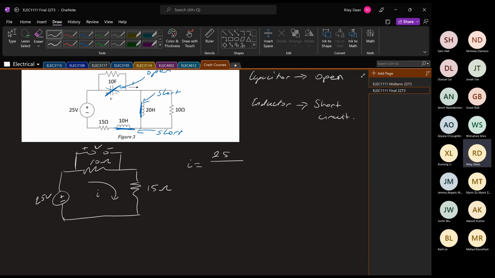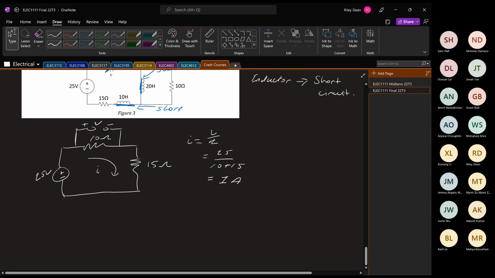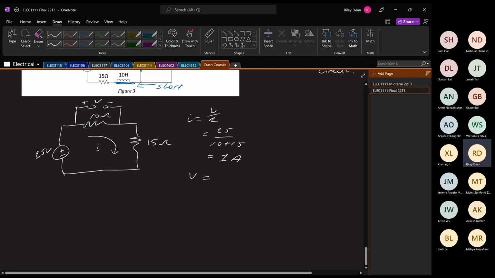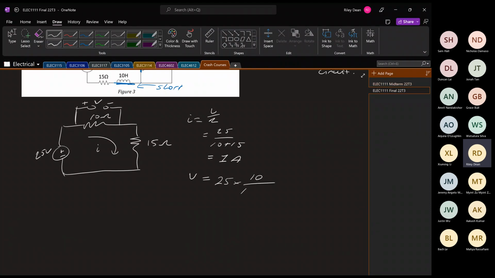Similar to before, it's just 25 on 25. I'll just write it out. So it's 1 amp of current. We now know we can find the voltage they are after, which is the voltage across the 10 ohm resistor, found by using a voltage divider. So we can say it's 25 times 10 over 10 plus 15, which gives us 10 volts.